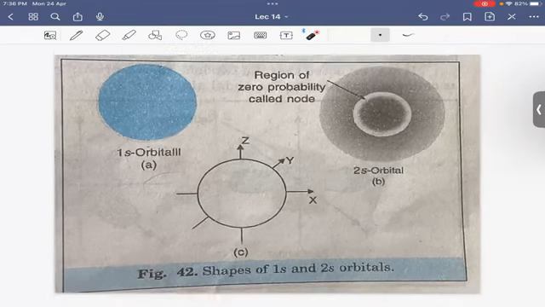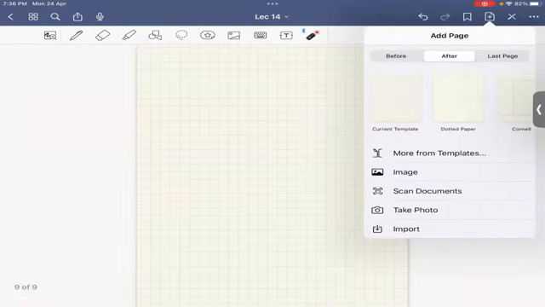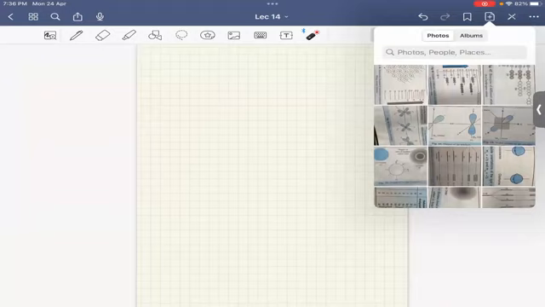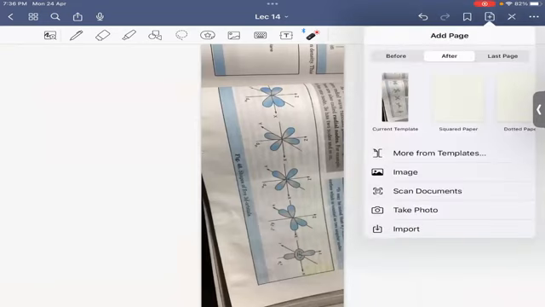So now we are going to study the shape of the next figure, which is the 2p orbital, right? P orbitals. So these are the 2p orbitals.